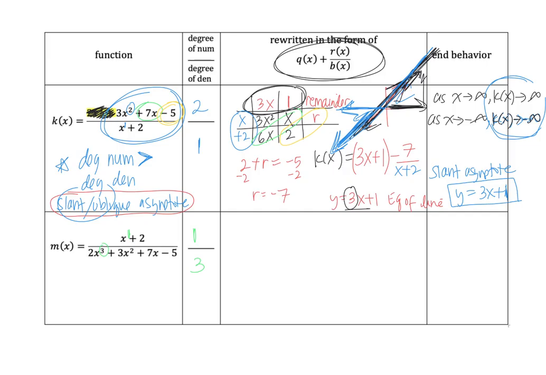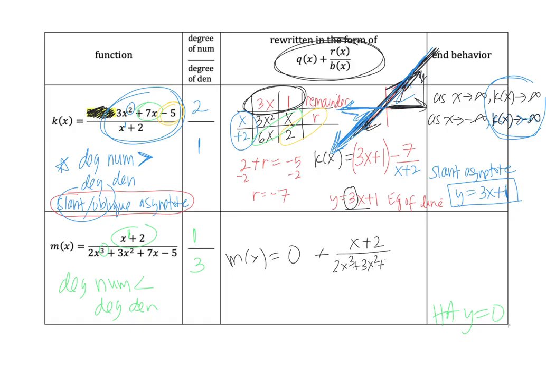This last one, your degree in your numerator is 1 and your degree in your denominator is 3. So when your degree in your numerator is less than the degree in the denominator, then you have a horizontal asymptote of y equals 0 every single time. And you don't need to do long division because your numerator is less than your denominator. So we're not going to do any long division. It's already in this form. But you could say m of x equals 0 plus x plus 2 over all of that stuff here. So we don't need to do anything at all.